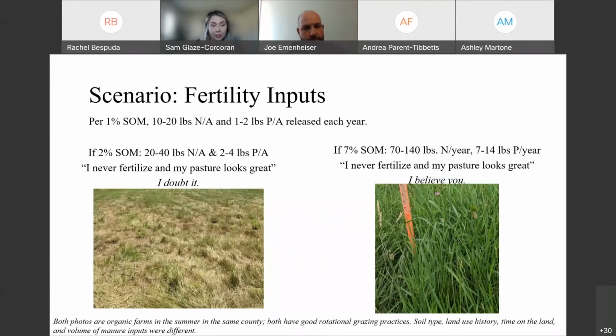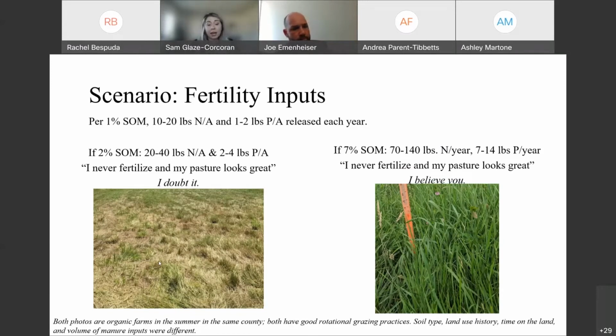Another thing I wanted to hit on is that our soil organic matter, one of the reasons that we really want to prioritize protecting it and building it is it's an excellent source of fertility for your fields. So for every percentage of soil organic matter that you have in your field, depending on a lot of weather conditions, water, and temperature, you're going to get between 10 to 20 pounds of nitrogen per acre in the season and 1 to 2 pounds of phosphorus per acre in the season.